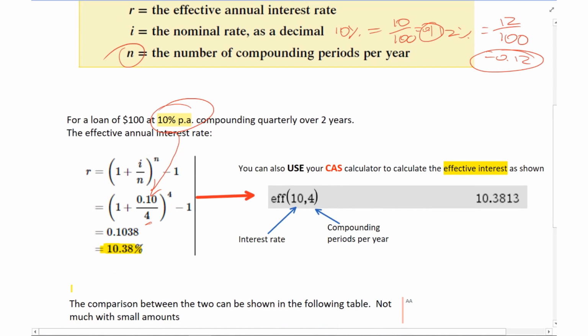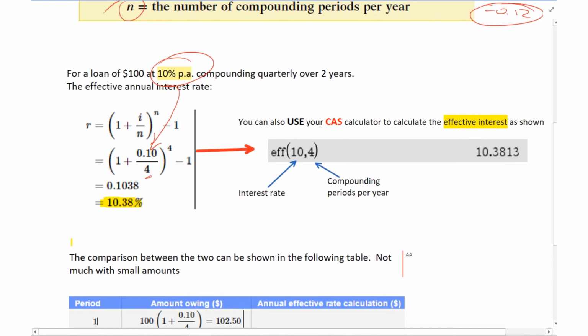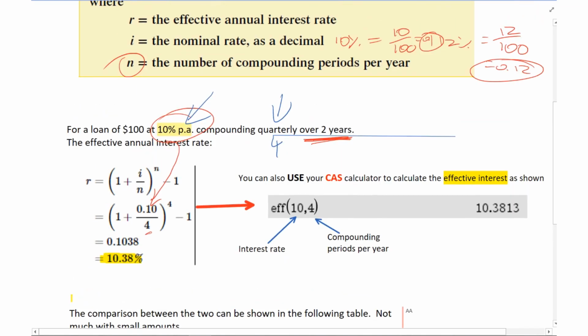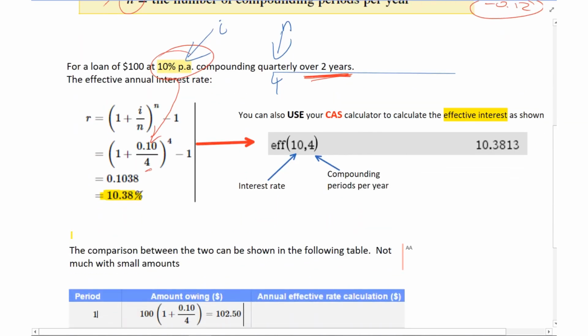Okay, and so the example here is for a loan of $100 at 10% per annum, compounded quarterly over 2 years. Again, we're ignoring the 2 years. We're looking solely at the rate and the compounding. So that's where you get 4 from, which in this case is our n, and 10% is our I. That's all we need to look for there. Then we put that in the sum, put it in your calculator and calculate it.